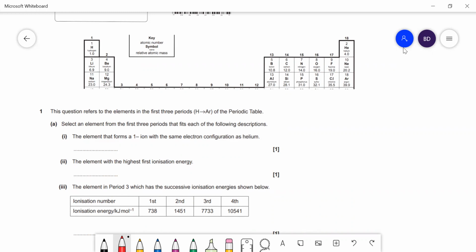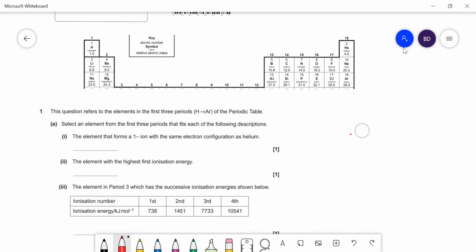Right. So it's going to have an electronic configuration of helium, which is just 2 electrons in the first shell, and it's going to have an extra electron. So that's going to be the hydride ion, H-. That will have the same electronic configuration as helium. Okay. The element with the highest first ionization energy.